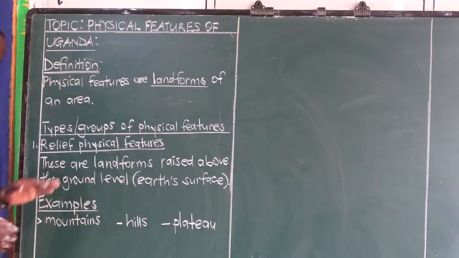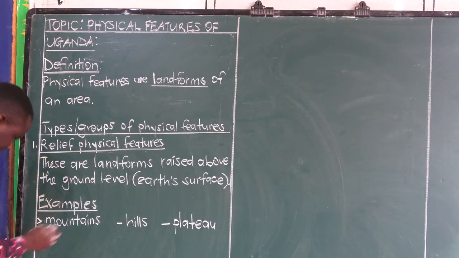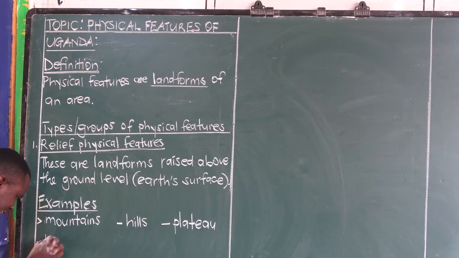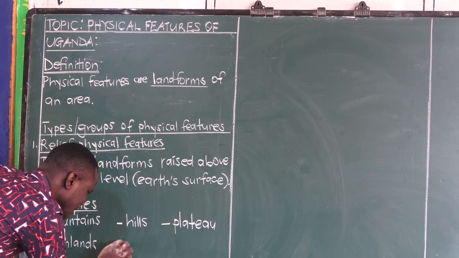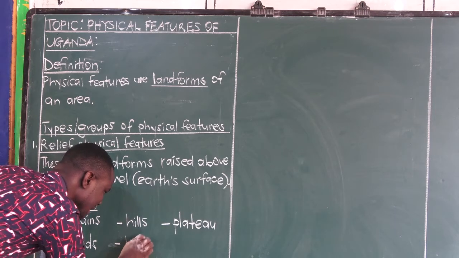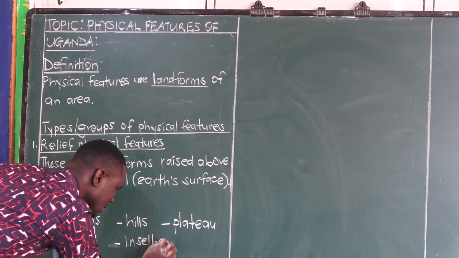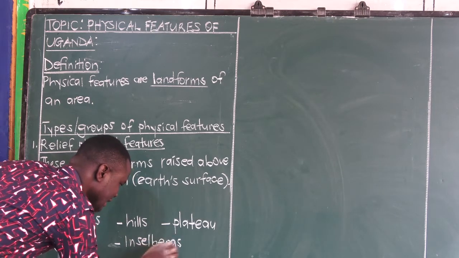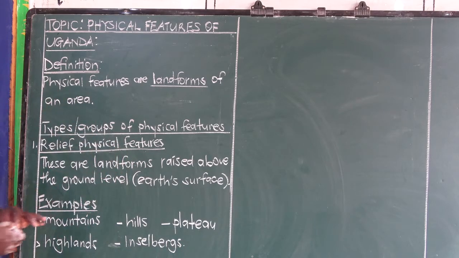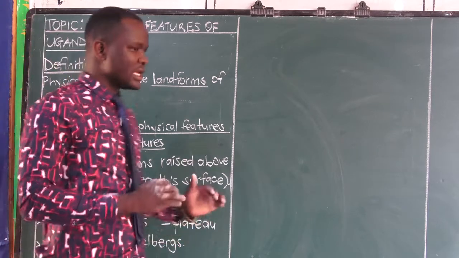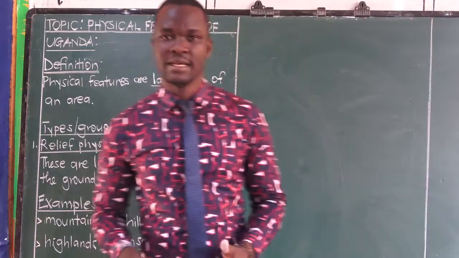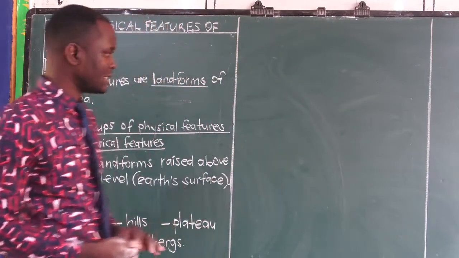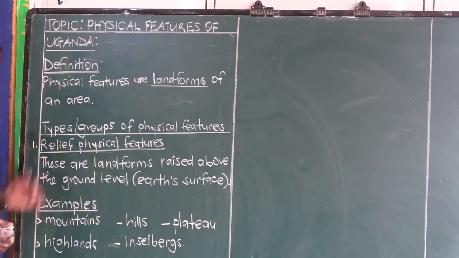So that is another example. Then we also have what we call highlands. We have highlands, and then we can have what we call the inselbergs. The inselbergs are isolated hills on plains. That is how we simply define an inselberg: an isolated hill on the plain.